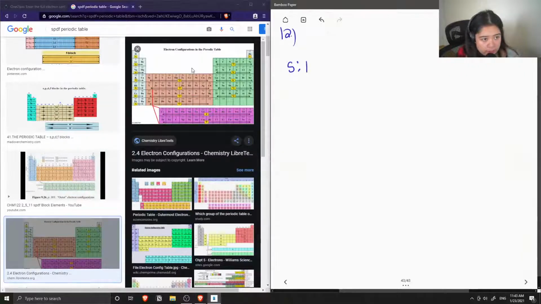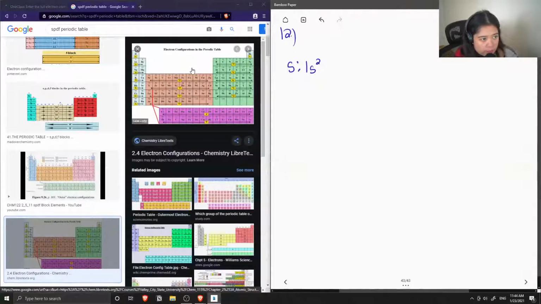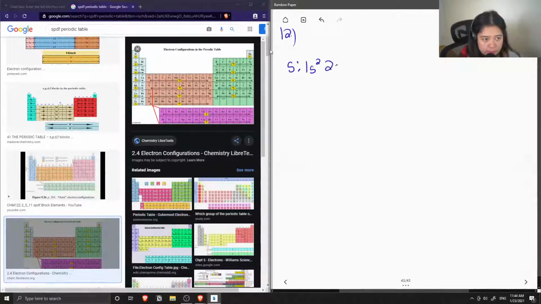So we just need to write 1s2. So this is both hydrogen and helium configurations. And then down to the next row, it's going to be 2s2. And then moving across to the P block, the row number is 2p6. And then to the next row, it's 3s2. And then when we get to our 3p orbital, we just need to count out all the electrons until we get to the sulfur. So it's 1, 2, 3, 4. 3p4.